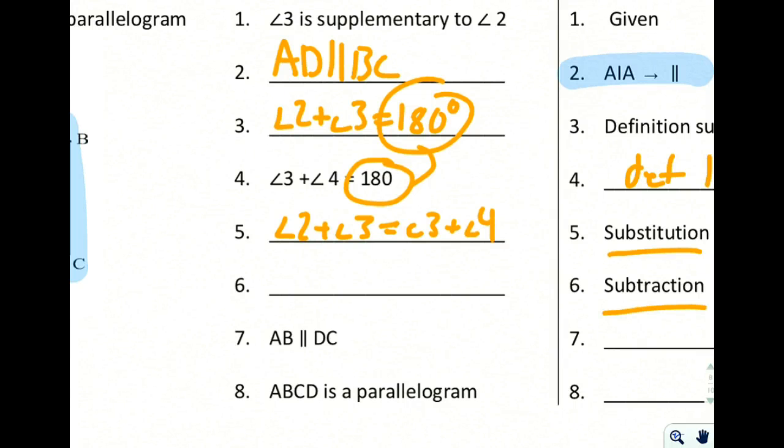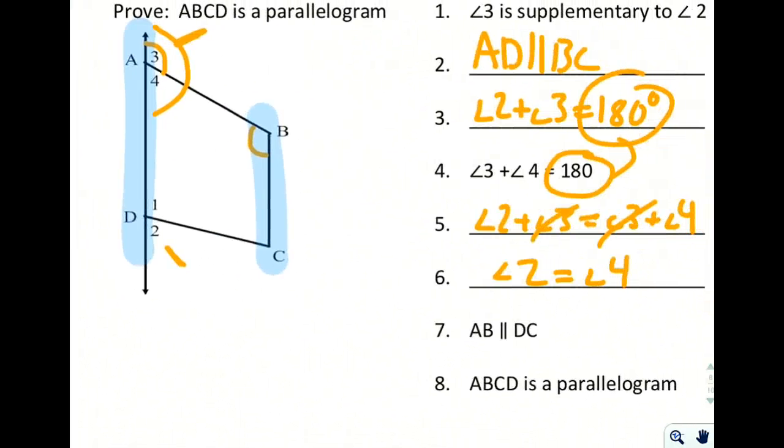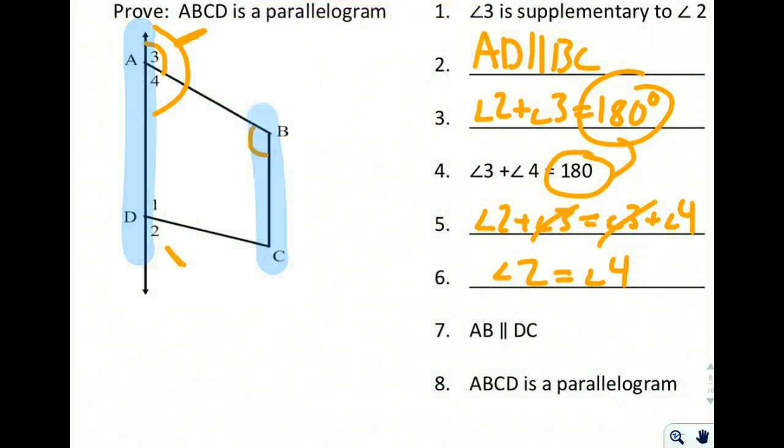Next step, subtraction. Well, we see that we have angle 3 on both sides here, so if we subtract that away, we get that angle 2 is equal to angle 4. And by the way, now that that new information is given to us, I want to put that in my picture right away. So angle 2 is equal to angle 4. That's good to know.